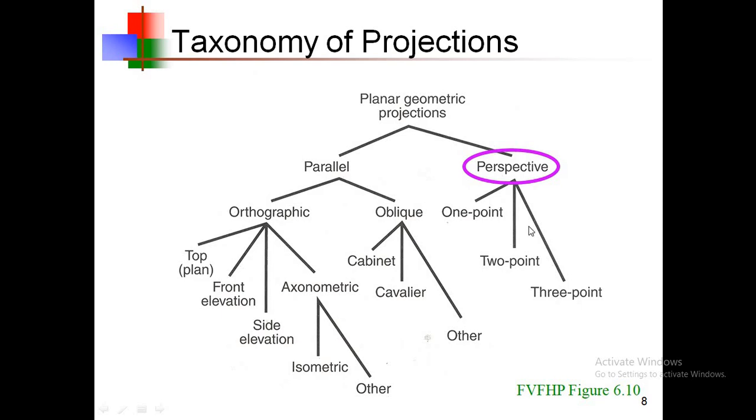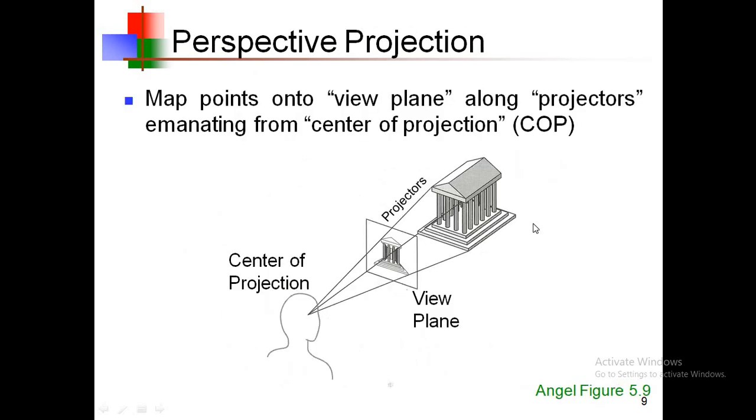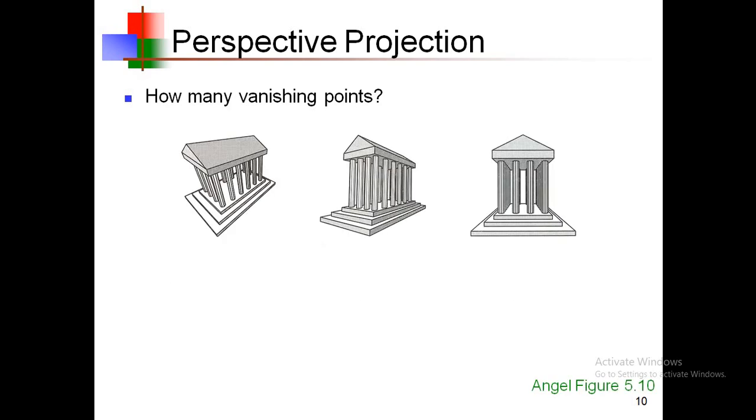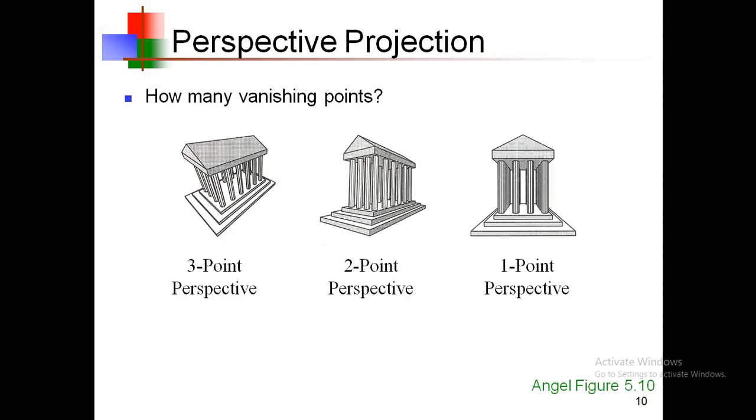Coming to the concept of perspective projections now. They map points onto the view plane along projectors emanating from the center of projection. The center of projection is your eye over here, and these are the projectors. Perspective projection is basically used for realistic representations of objects. Depending on the number of vanishing points, there are subtypes: here the number of vanishing points is 3, here 2, and here 1 respectively. So we have three-point, two-point, and one-point perspective projections.